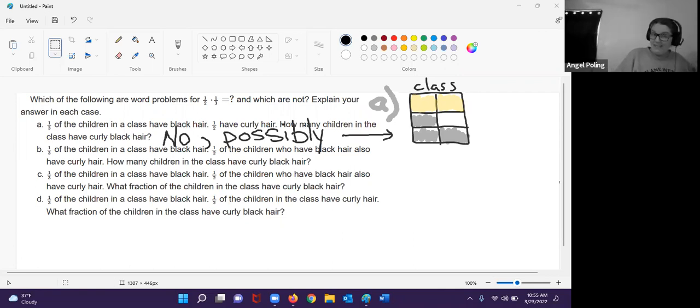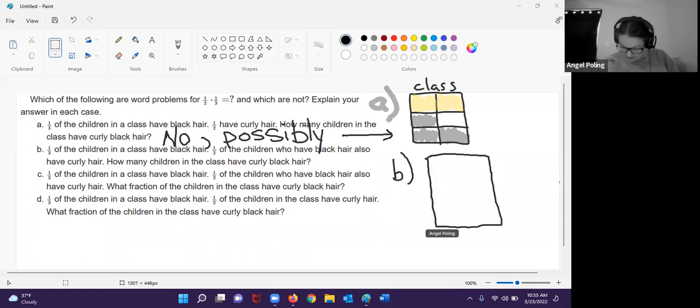In B, we have that 1/3 of the children in the class have black hair. 1/2 of the children who have black hair also have curly hair. So let's draw an image for B. So we were told, well, the class grew a little, but that's my class. And we were told that 1/3 of the students have black hair.